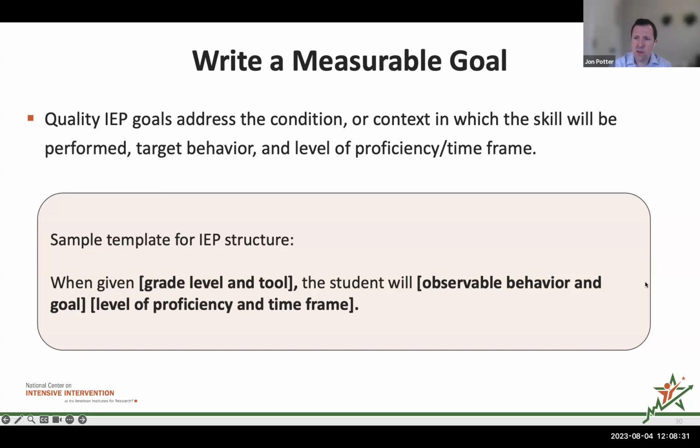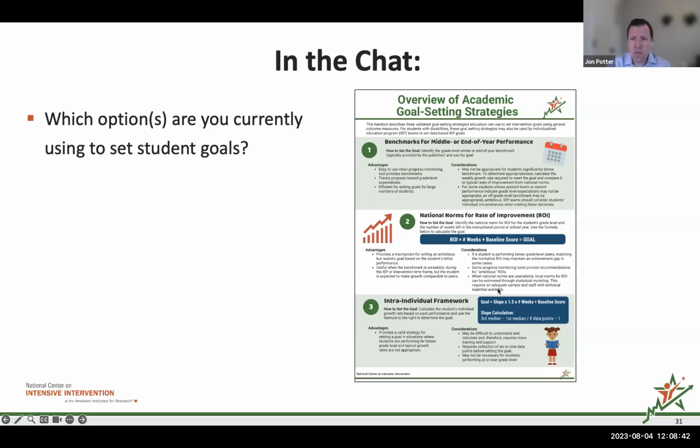or whatever it is. But we want to have a very clear, consistent way of setting goals, so we can say it's measurable, it's observable, it's ambitious, but it's also realistic, right? So I'll pause there real quick, and in the chat, if you want to just reflect on those 3 ways of setting goals, is there a current option that you currently use to set student goals? Are you using option 1, option 2, or option 3, or multiple options to set goals for your students with disabilities? So I'll give you a chance to do that.